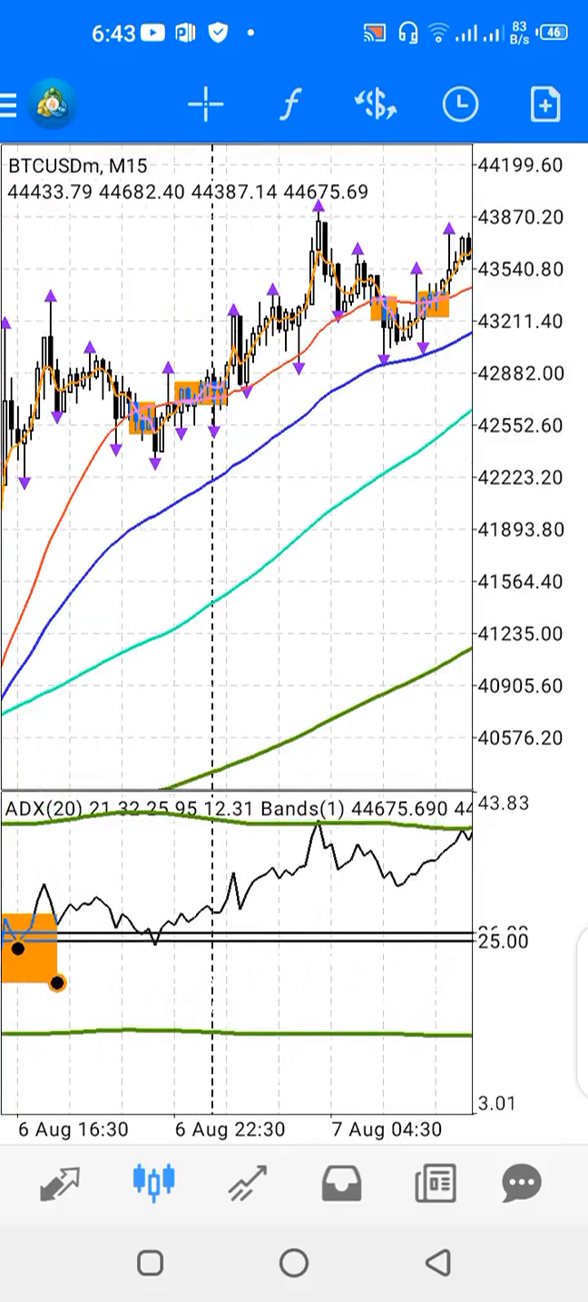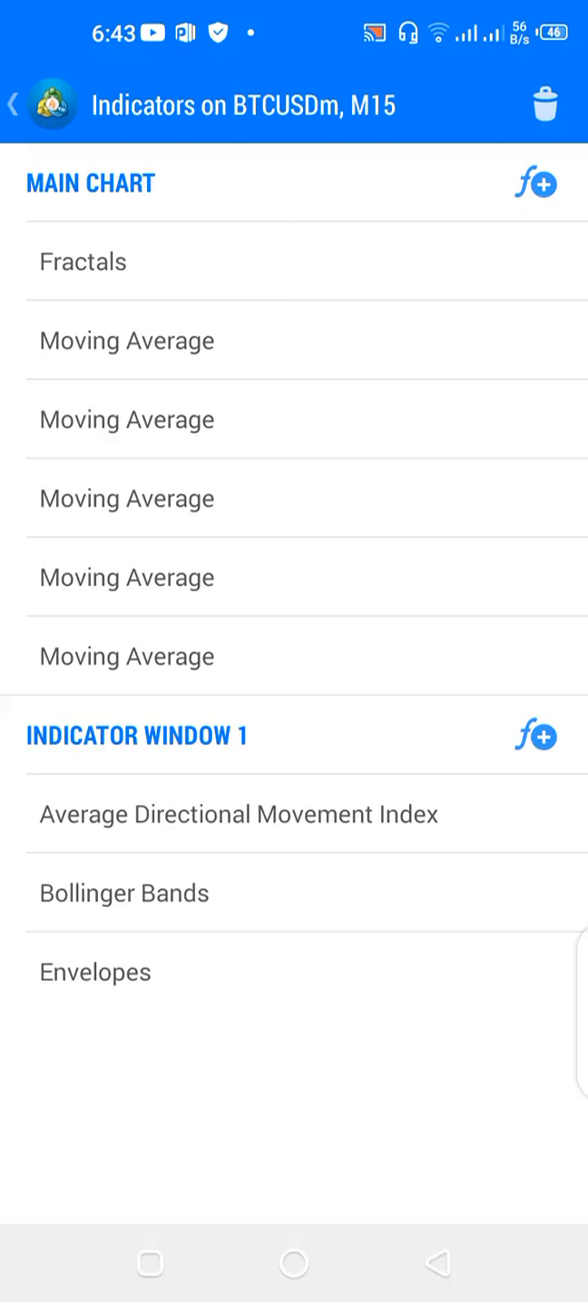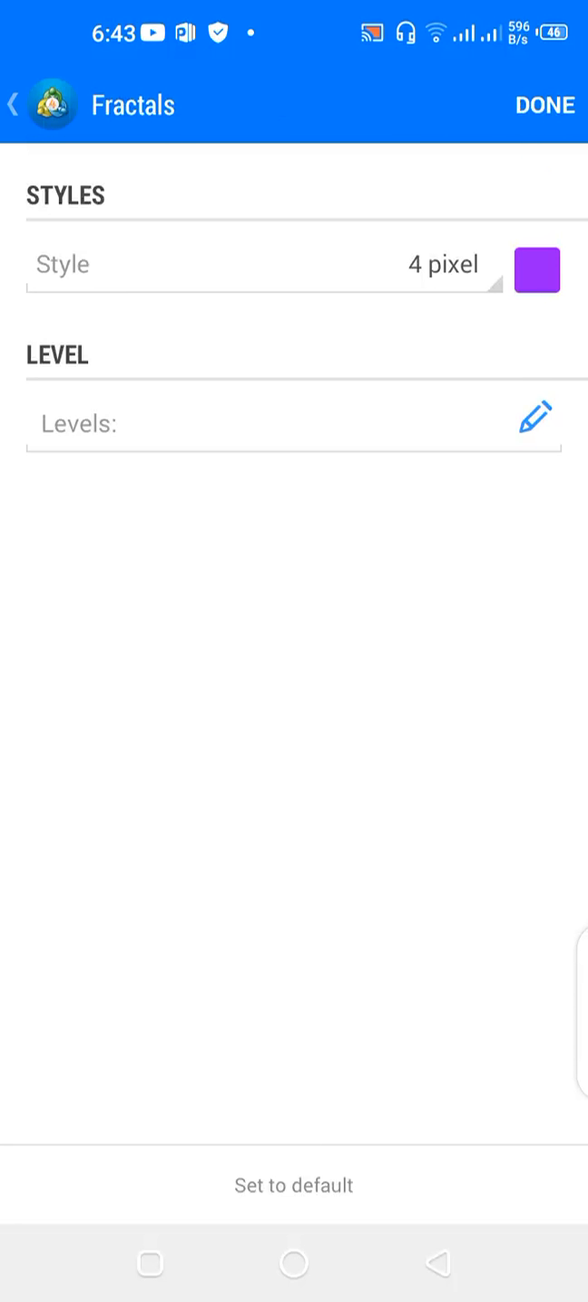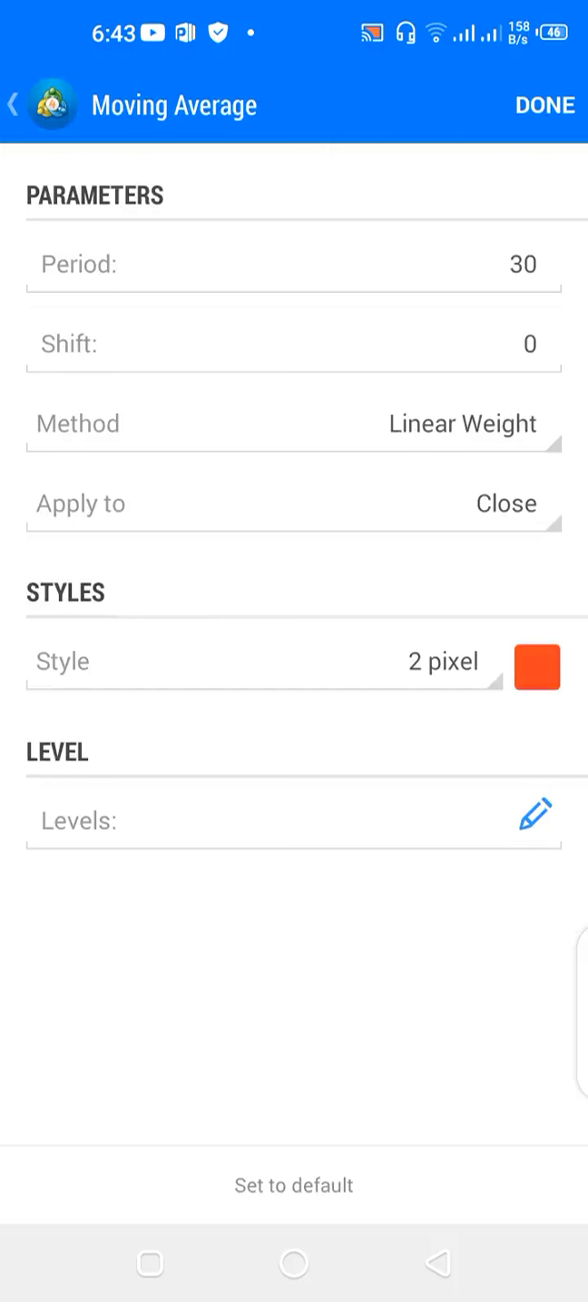Now let's look at the parameters for the indicators. Not much. We have fractals. We have moving averages on the main chart. The first one is 30 period moving average. Shift is 0. The method is linear weighted. Apply to close. Color is red. The second moving average is 50 period moving average. Shift is 0. Method is exponential. Apply to close. Color is blue.